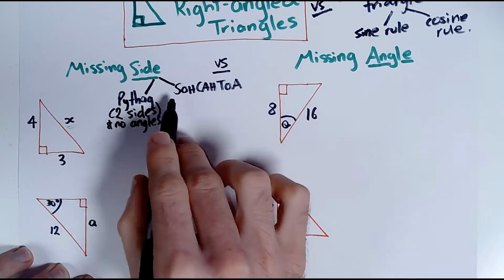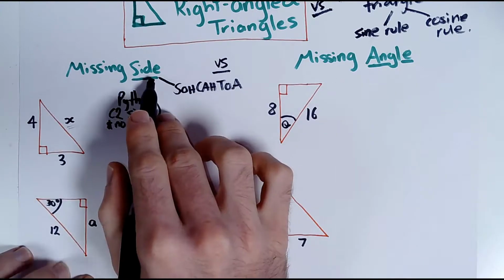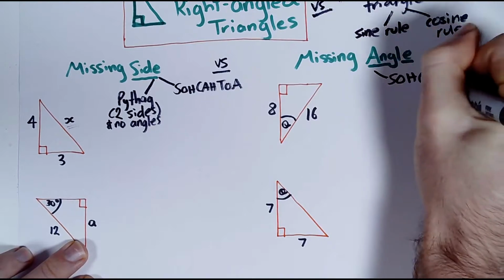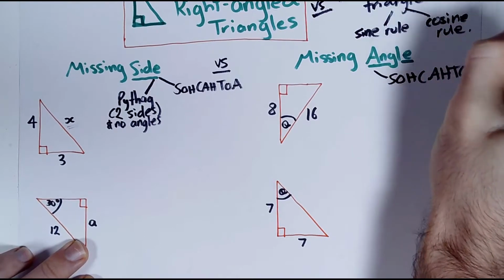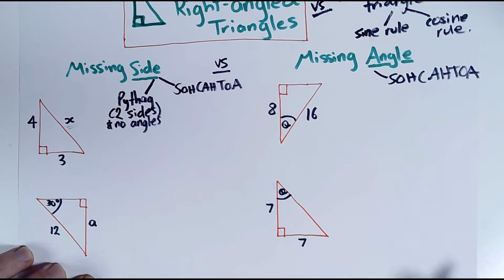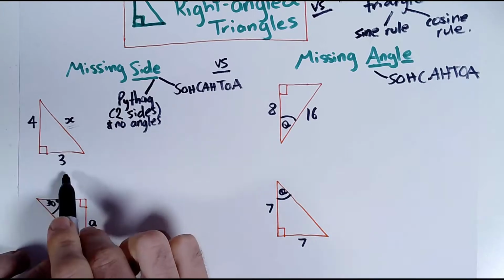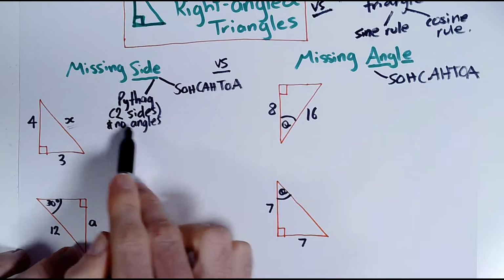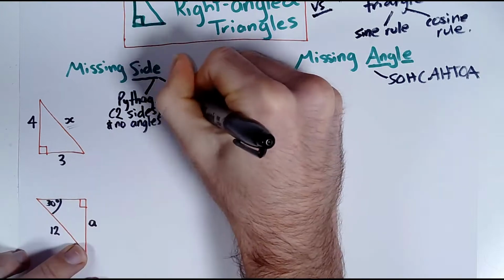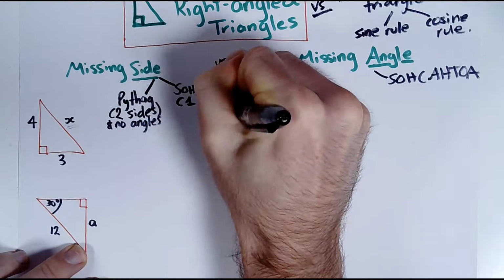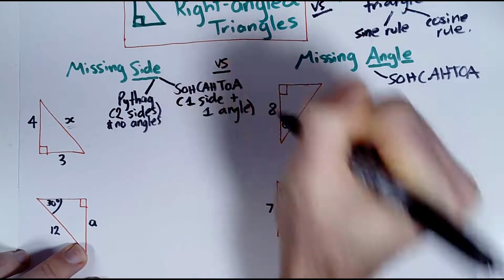So SOHCAHTOA and Pythag for a missing side, and just SOHCAHTOA for a missing angle. Okay, so let's go into what these mean and how to apply them to a question. For the first situation, you can see here we have two sides and no angles. It's not a situation where we have one side plus one angle. That's when you would use SOHCAHTOA.